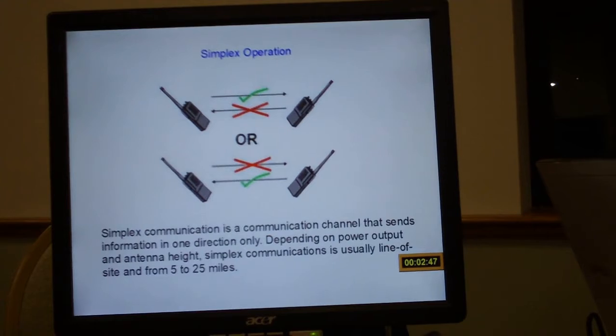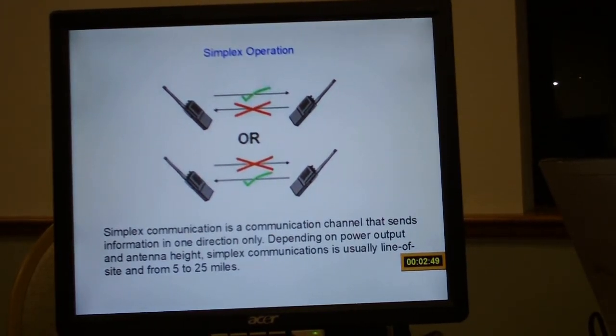Simplex mode is just that. It's simplex. It goes from me to you, you to me. It's not a cell phone, because a cell phone, if you're talking, I can talk over you. You can't do that in simplex mode. I push the PTT button to transmit, and you listen. When it's your turn, you do the same and reciprocate. Depending on your output power and your antenna height, simplex communications is usually 5 to 25 miles.